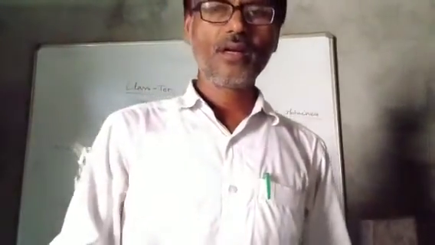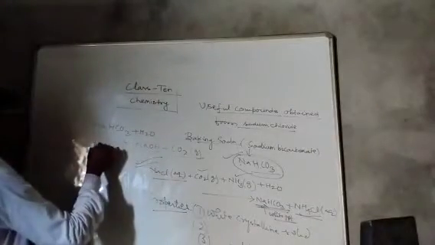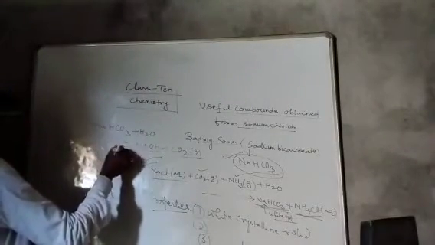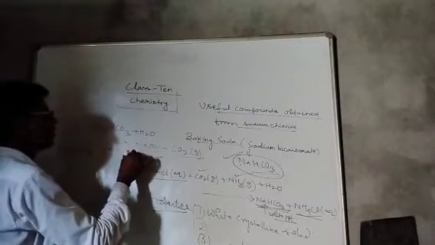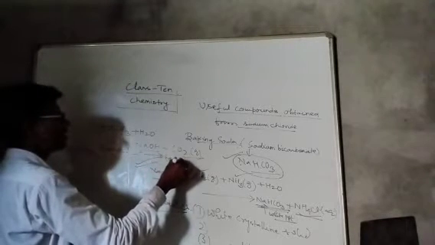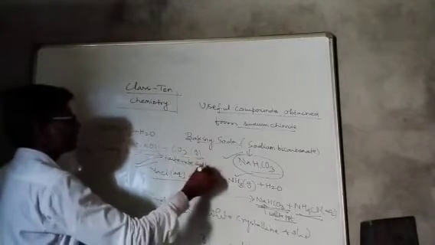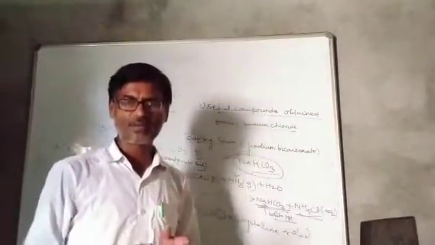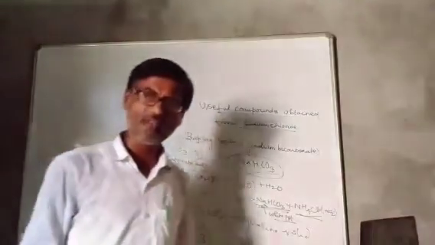Actually, tartaric acid is also present there. So tartaric acid reacts with the sodium ion given by sodium hydrogen carbonate to form tartarate salt. Tartarate salt improves the flavor and smell of bread. Tartarate salt gives a pleasant smell to bread.